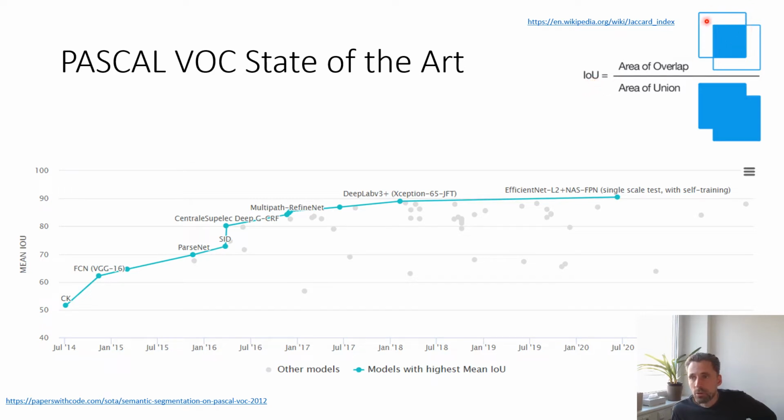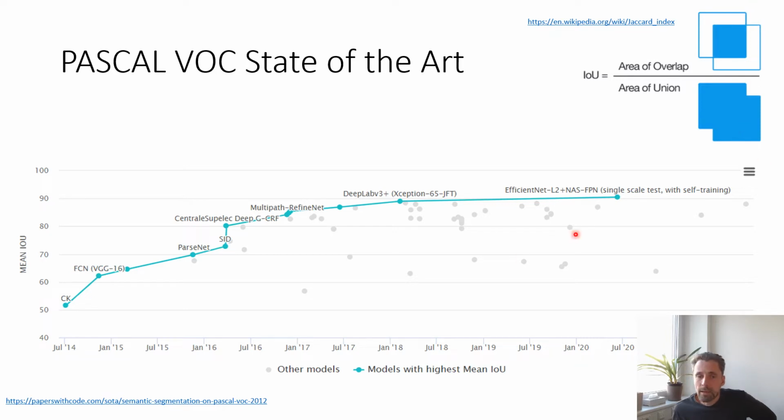So here you have your output per class, and you look at how many pixels actually overlap with the ground truth. And then you divide that number of pixels by the union, so the sum of both outputs minus the overlap.